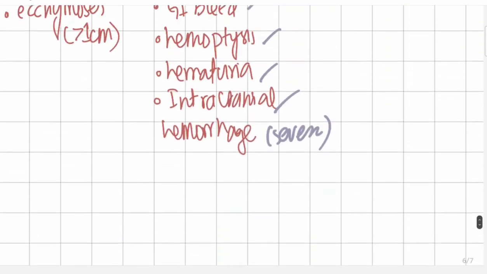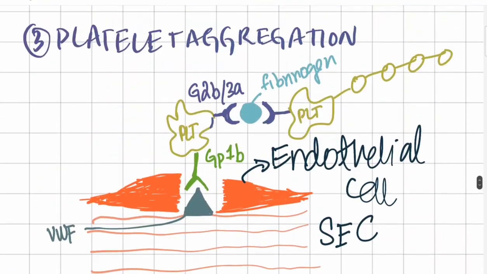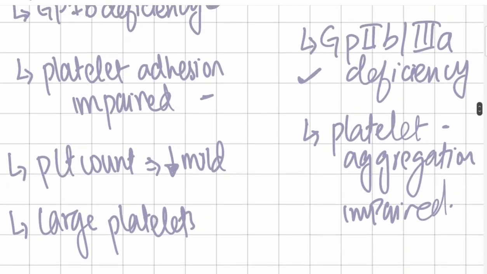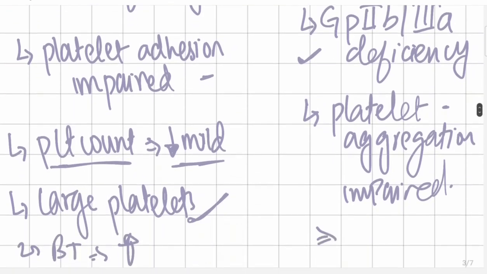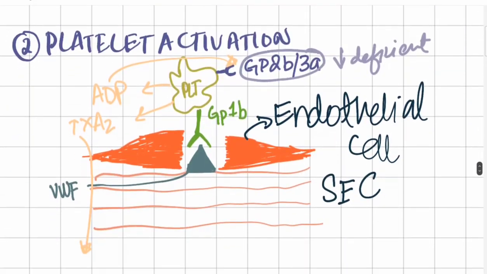But you know that in the qualitative problems, we have in Bernard-Soulier, right here, I'll show you, that platelet count might decrease and it's really mild. And platelets are large, okay? And bleeding time is always going to increase. Right, and of course in Glanzmann, bleeding time is always going to increase, but platelet count is going to be normal. And that is it for qualitative disorders.